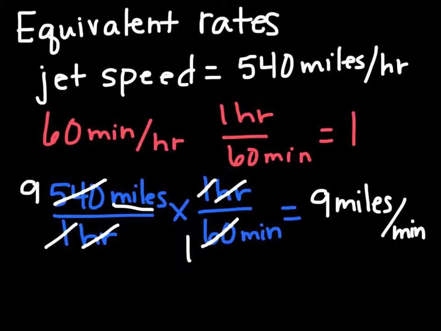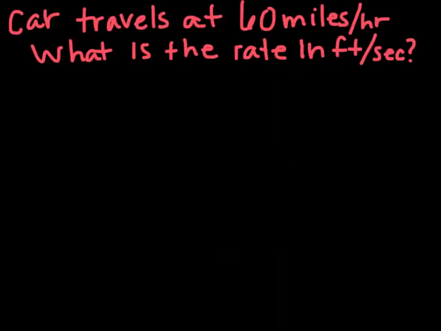Okay, that's a little tricky, so let's do another example like this. All right, let's work through this next example. A car travels at 60 miles per hour. What is the rate in feet per second? Okay, so we need to find two different conversion factors here. One is to move from hours to seconds. The other is to go from miles to feet. Okay, let's tackle these one at a time.